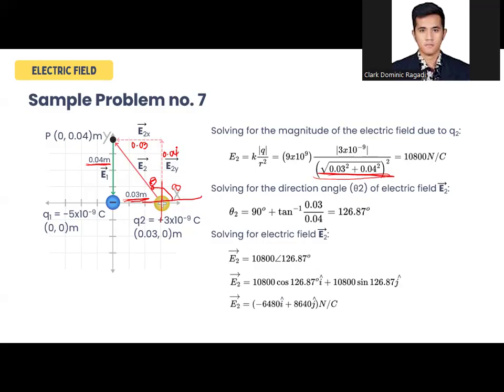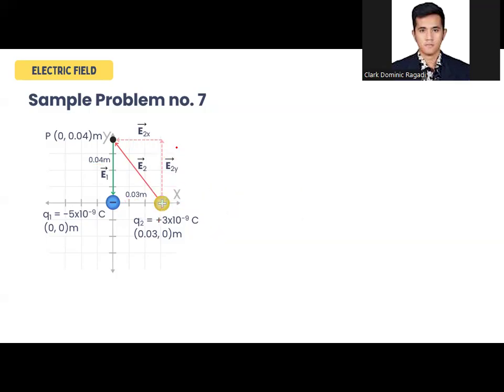To solve for the electric field E2, we can write it in polar form, or we can calculate its rectangular form such as this. To solve for the x component, that's just 10,800 cosine of the angle, plus the y component, 10,800 sine of the angle. That results in negative 6480 i hat plus 8640 j hat newtons per coulomb.